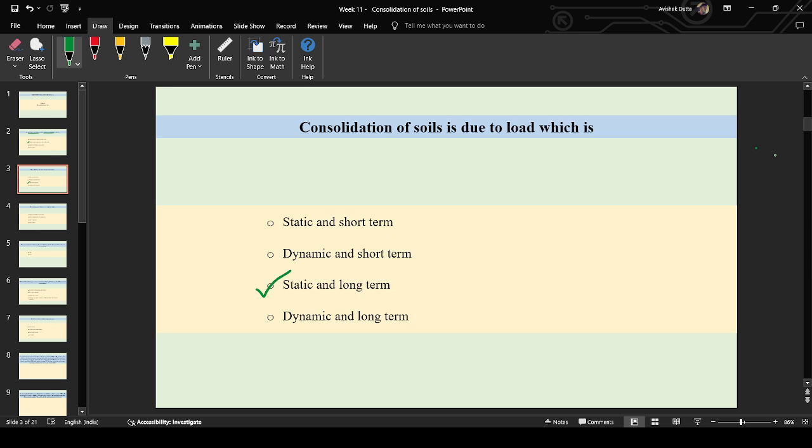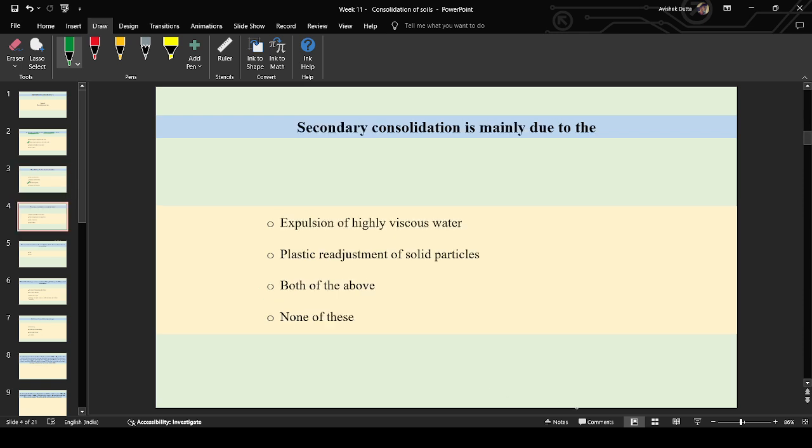Is it clear? Yes, sir. So this question, consolidation of soils, is due to load which is static and long term. This is the correct answer as mentioned by you. Okay. Next question. Just a moment. Let me check. Yes, it is good.